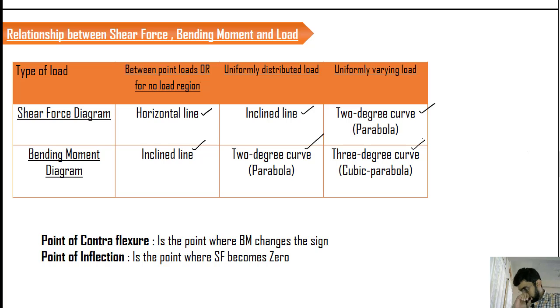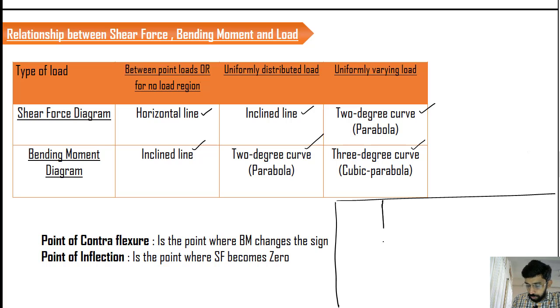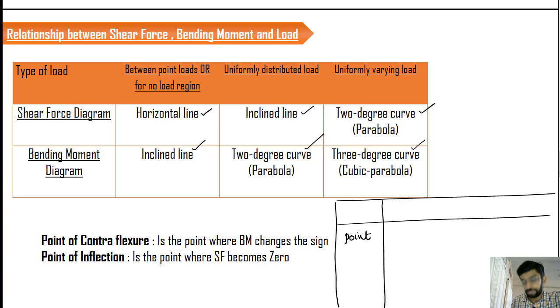So there is one alternative or easy method to remember this particular table. So let us put it like this. The first type of loading is the point load. Then what will be the shear force diagram? It will be a horizontal straight line. Then the bending moment diagram will be an inclined straight line.